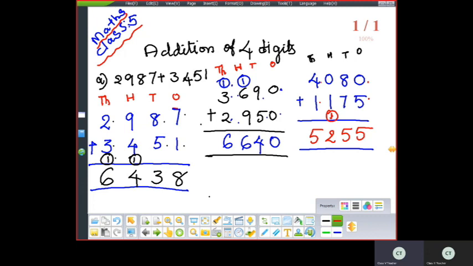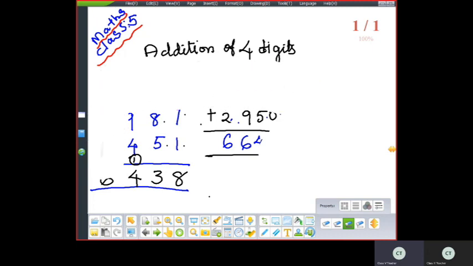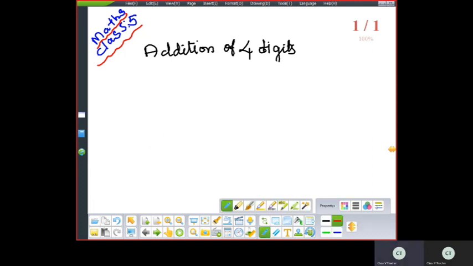Okay, children? So some more examples I'll give you. I'll give you some homework, children. Please do it in your classroom. Some 4-digit numbers, I'll give you some homework. Do it, solve that, and then recheck your answers with the PDF file which I'll send you with the answers. Okay? So homework.